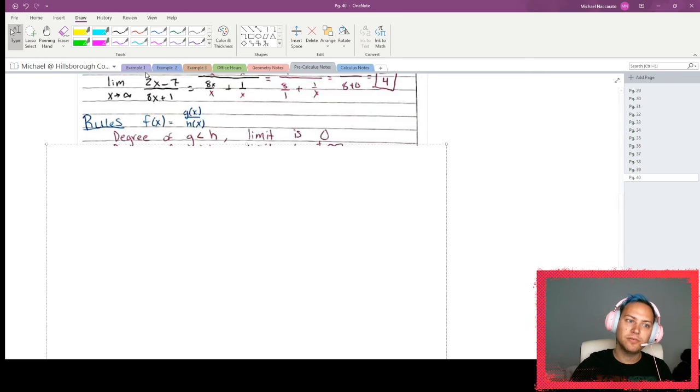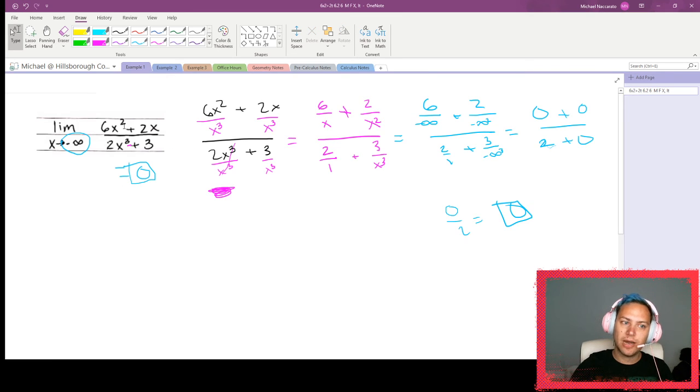Take a look at example 1. Notice how the degree on top was 2 and the degree on the bottom was 3. Since the degree on top was smaller, the limit is 0 when we approach infinity or negative infinity. It doesn't matter. It's going to be 0.